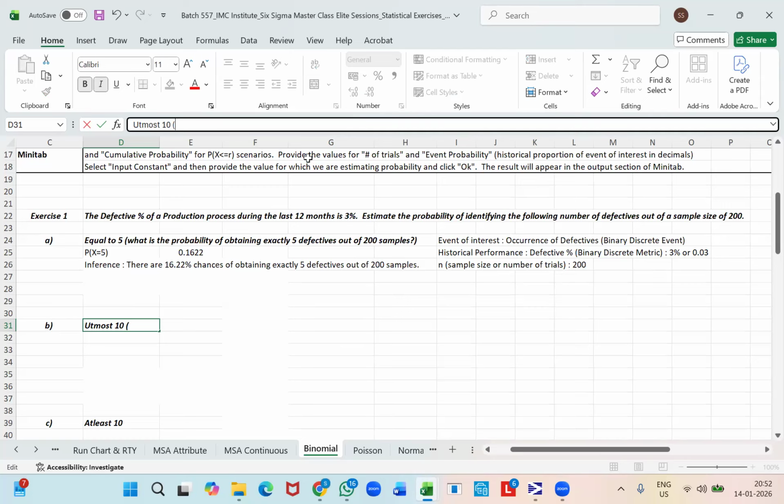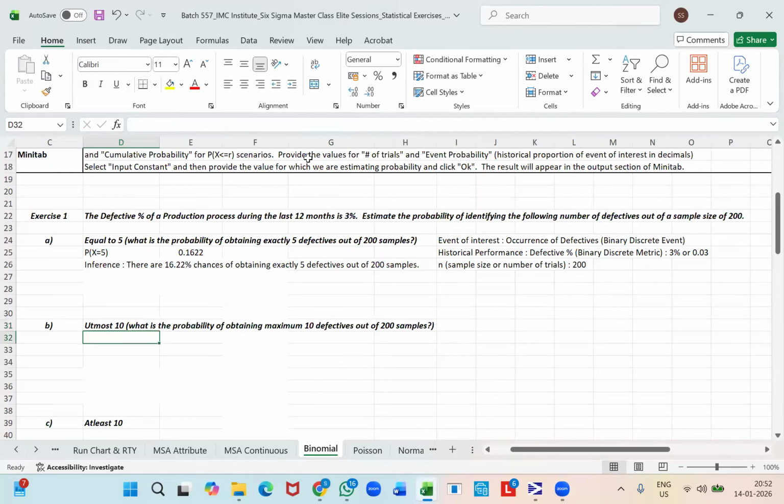So what is this question? How to interpret this? What is the probability of obtaining maximum 10 defectives out of 200 samples? So this is the question. What is the probability of obtaining maximum 10 defectives out of 200 samples? It should not exceed 10, as simple as that.